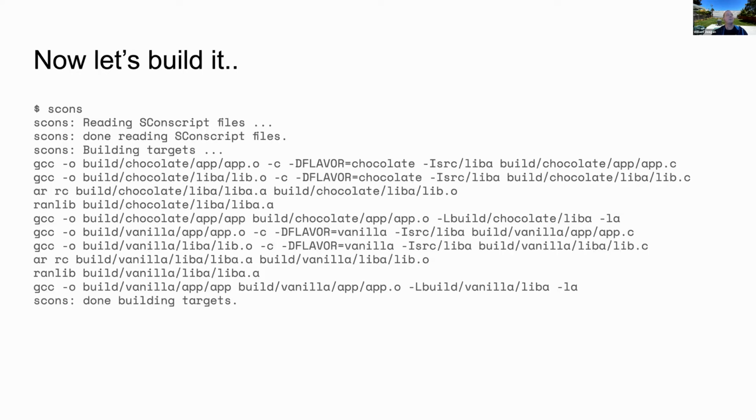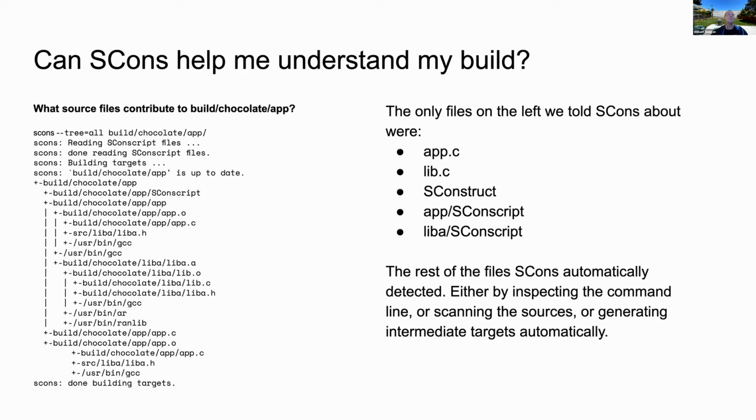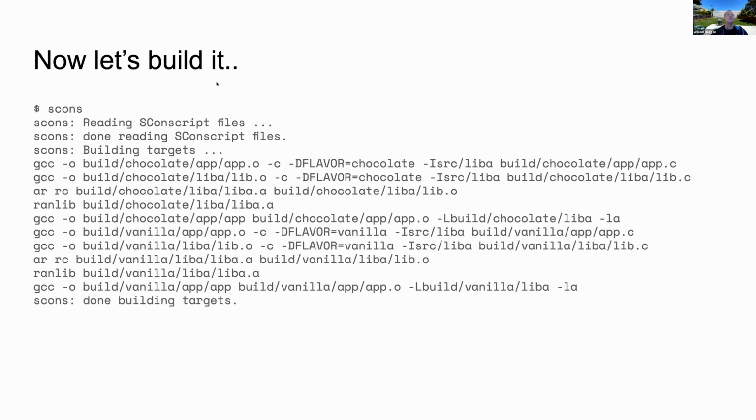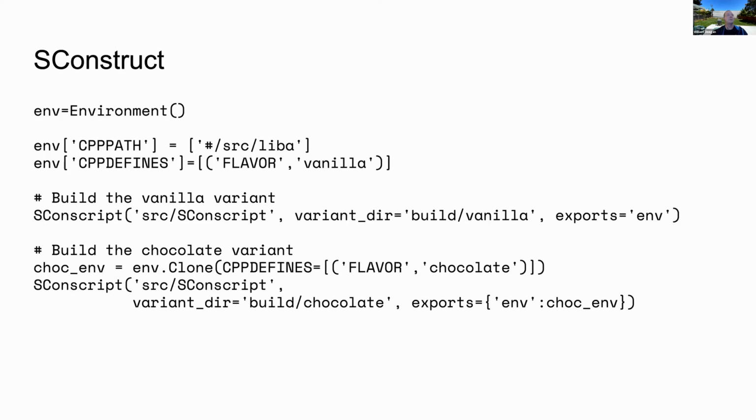All right, so if we run SCons, we can see it build all of that. We build all of chocolate and all of vanilla with differing flags. You can see for chocolate, flavor is defined as chocolate, and for vanilla, and you'll notice the order just isn't tied to the order that things are listed in the SConstruct. So in this case, we specify vanilla first and then chocolate.